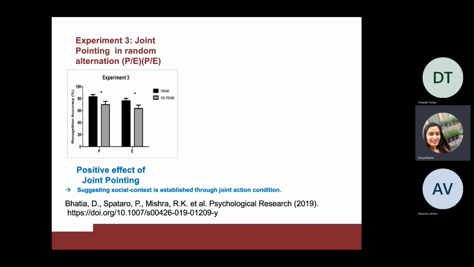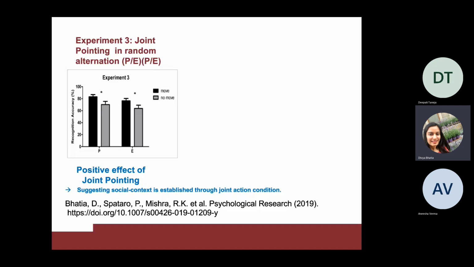We were expecting a memory advantage in both of these situations. So there should be better memory for the move arrays in the P condition and also in the E condition because of the joint action scenario. So this is what we got. But then we thought maybe this could be because of a number of reasons. We wanted to test all of them, but you cannot test everything. So we limited our experiments to further investigate whether this effect reappears.